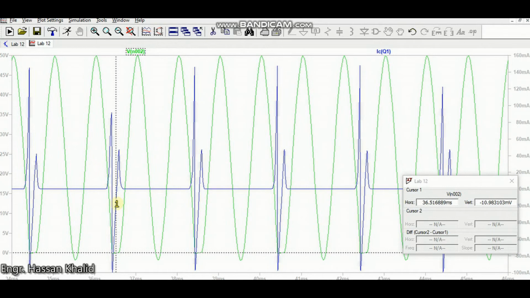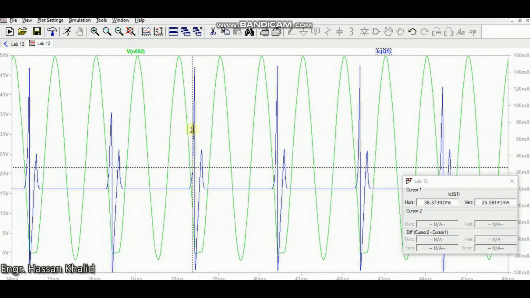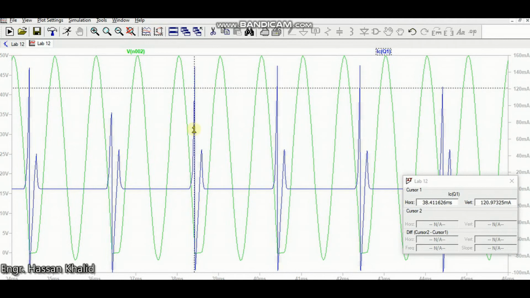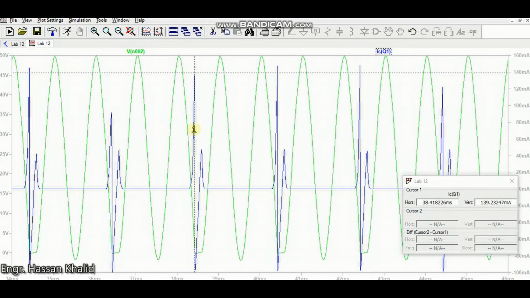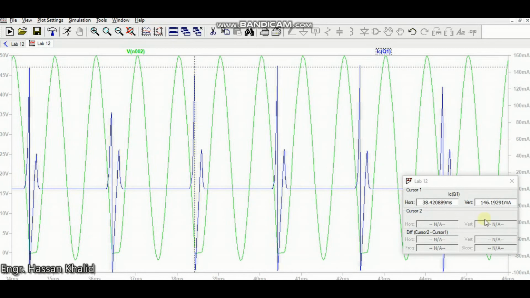Now the collector current is represented by the blue waveform. So we can choose our respective cursor by clicking on that mark, and at the point where it was maximum, we can have some value at the same point near to that. It's exactly 146.19 milliampere.